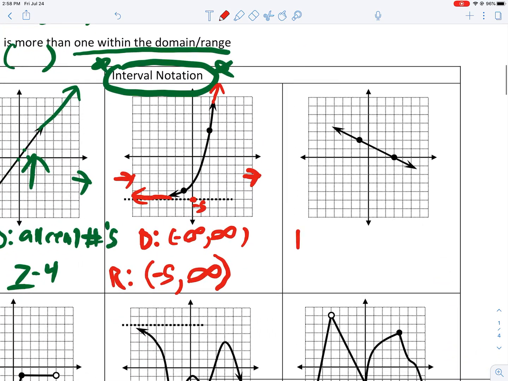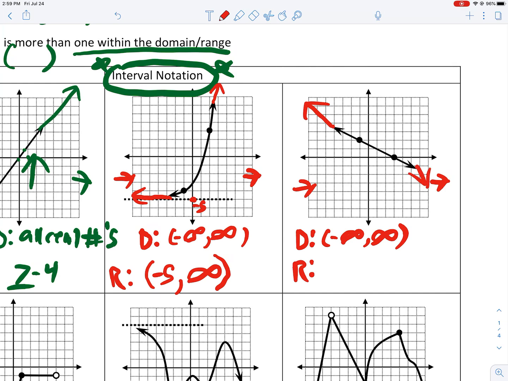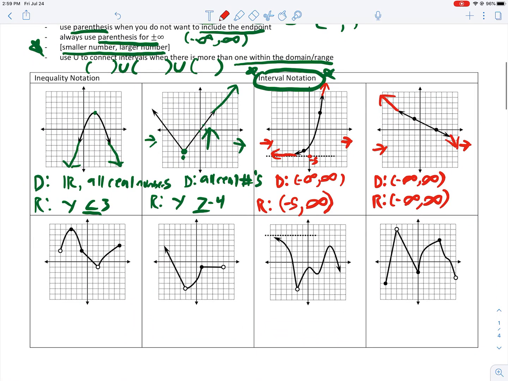Okay, next one. Again, domain, range. As you look left to right, that's your domain. It goes forever in both directions, so all real numbers. Now look up. Let's start from the bottom and look up. It keeps going up forever and down forever, so this would also be all real numbers.